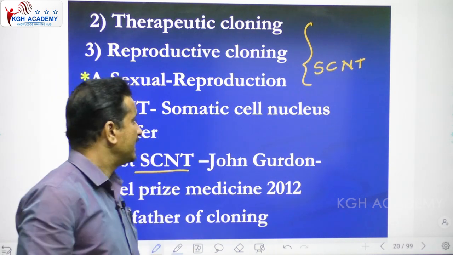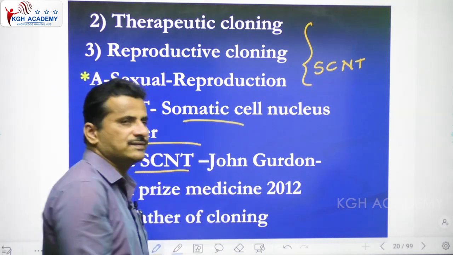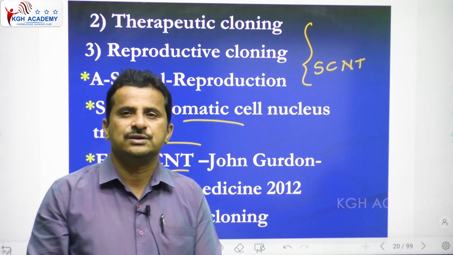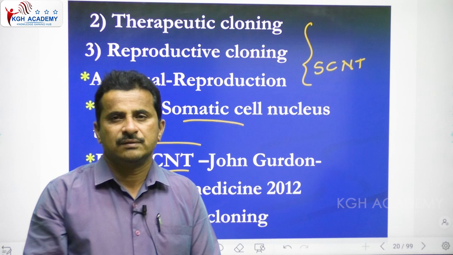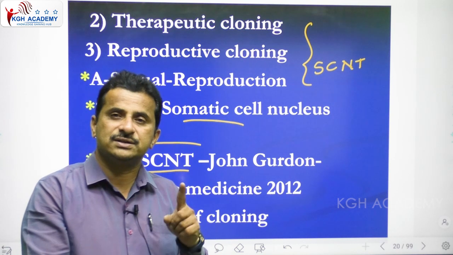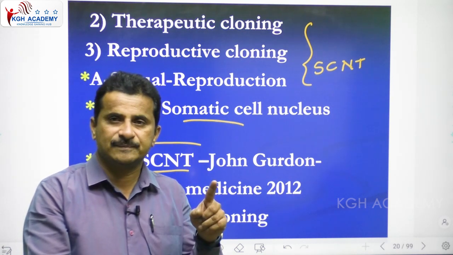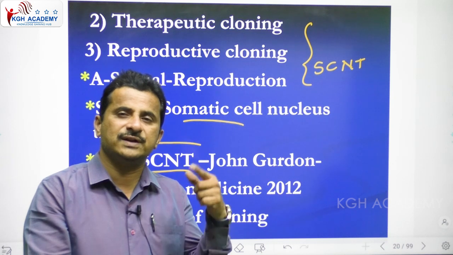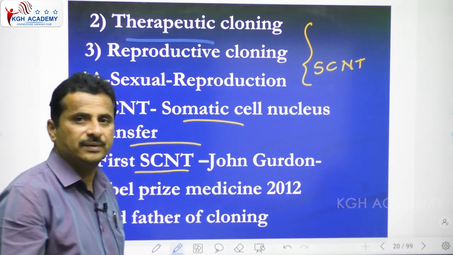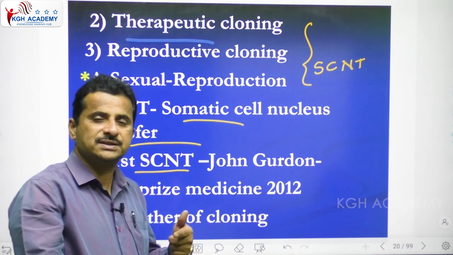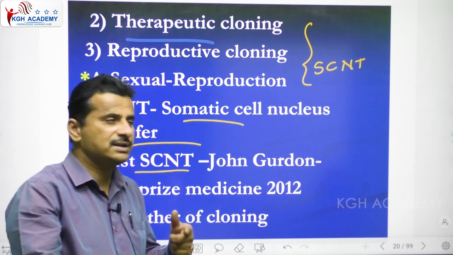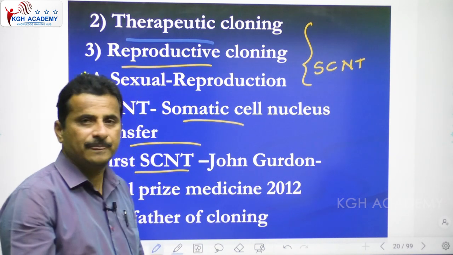See, SCNT means somatic cell nuclear transfer. This is a technique, an experiment, to produce clones. We are using this SCNT for two purposes. One is to isolate embryonic stem cells, and we use embryonic stem cells for treatment, therapy. So this type of cloning is called therapeutic cloning. The same SCNT experiment, for continuing the next generation by producing a new individual, a new organism, is called reproductive cloning.